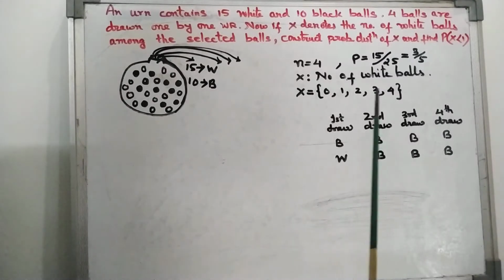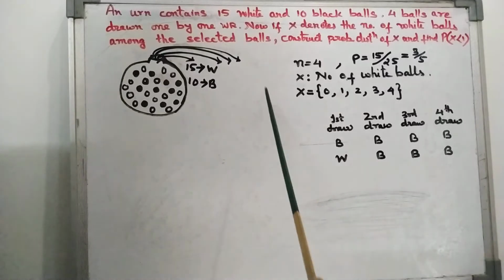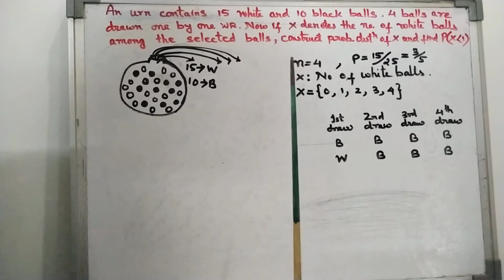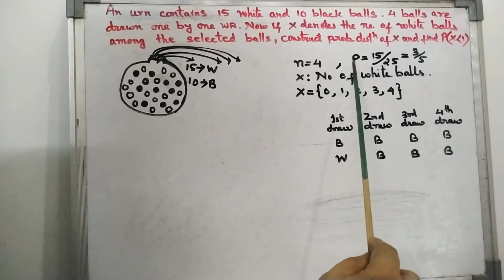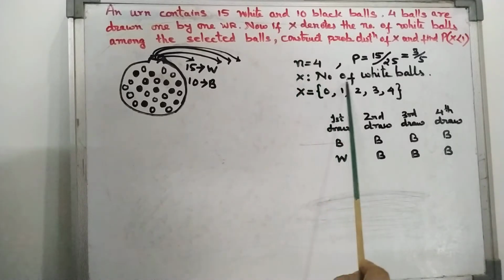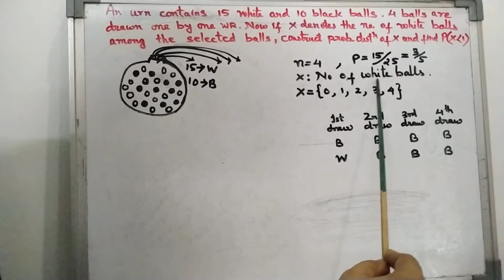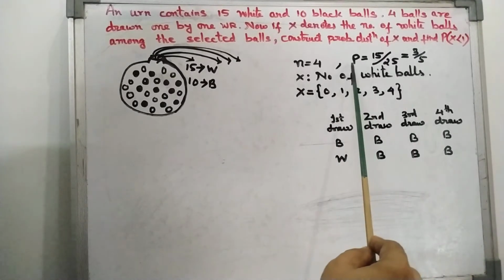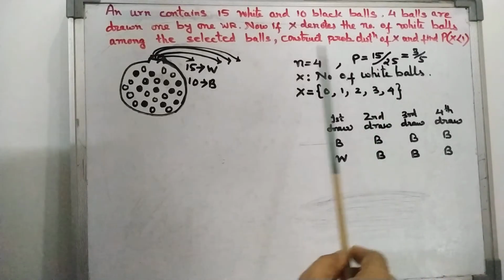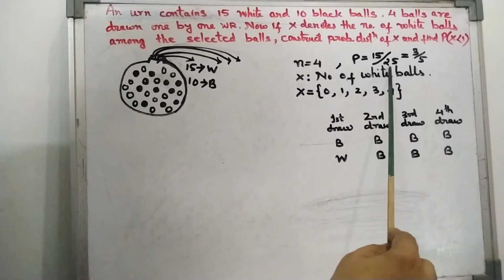Drawing a ball from this urn is a random experiment, and it is a trial, and it is repeated 4 times. So n is 4 here, n is finite. And p, the probability of success: x denotes the number of white balls, as given in the question. So getting a white ball is our success. The probability of success is 15 by 25, because the number of white balls is 15 and the total number of balls is 25.